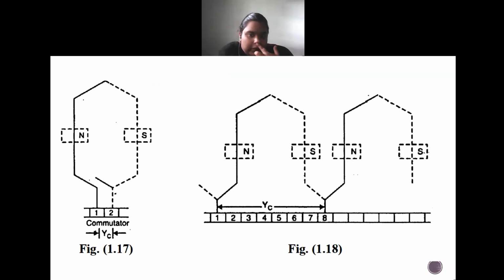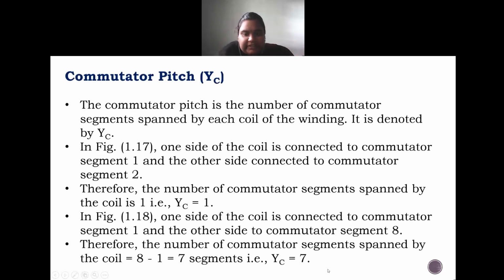That is also shown here. Here you can see it. Here the first coil side is connected to 1, but the second coil side is connected to 8. So 1, 2, 3, 4, 5, 6 and 7. So 8 minus 1 will be your commutator pitch. Here 2 minus 1, that is 1, will be your commutator pitch. Here 8 minus 1 will be your commutator pitch.